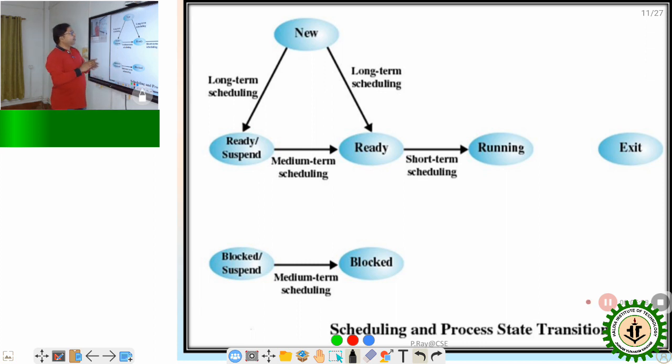So again I am telling you that there are three types of schedulers: long-term scheduler, short-term scheduler, and mid-term scheduler. Three types of scheduler.